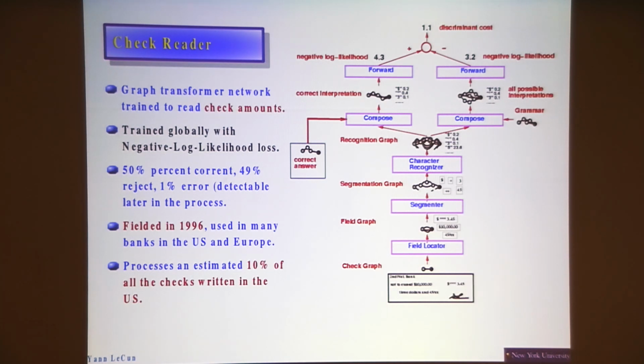And so that's how we built this check reader. Back in 1994 and 1995, it could read about half of the checks. It would reject about half of them, and it would make about 1% error on the ones that it read. And those would be detected by other processes. It was commercially deployed in 1996. And as I said before, by the late 90s, it was reading about 10% of all the checks in the US. So that's a big success of structured prediction, before structured prediction was invented.